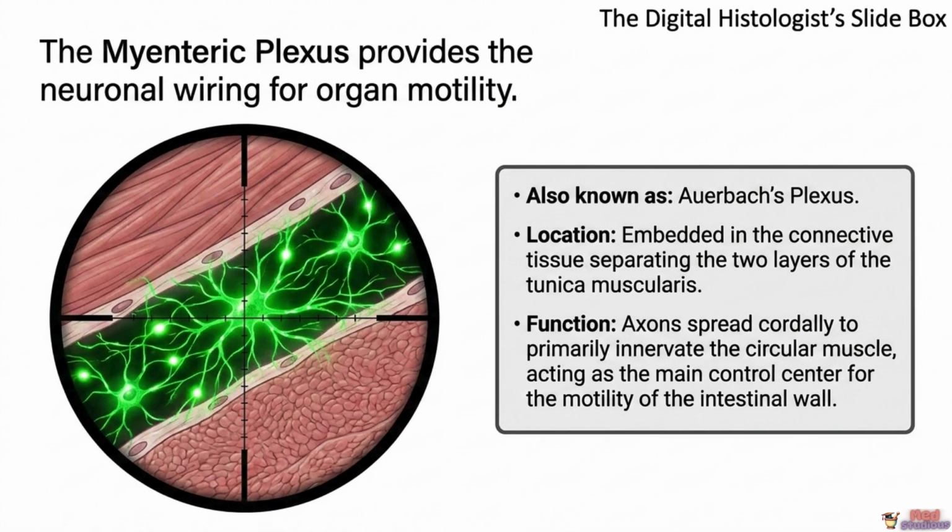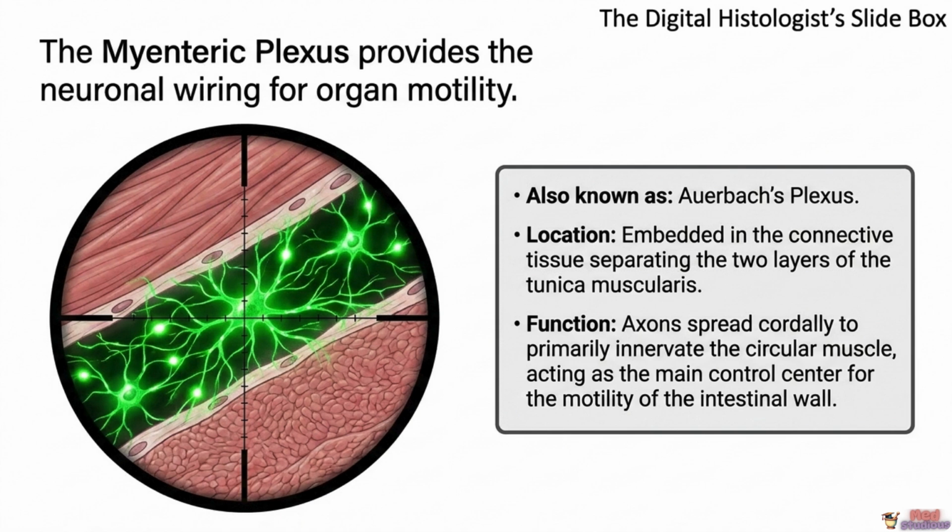For the complex dance of peristalsis to work, the smooth muscle needs precise, coordinated electrical wiring. This is provided by the myenteric plexus, also widely known as Auerbach's plexus. This dense network of nerves acts as the localized brain of the gut. It is strategically embedded right inside that thin layer of connective tissue that separates the inner circular and outer longitudinal layers of the tunica muscularis.